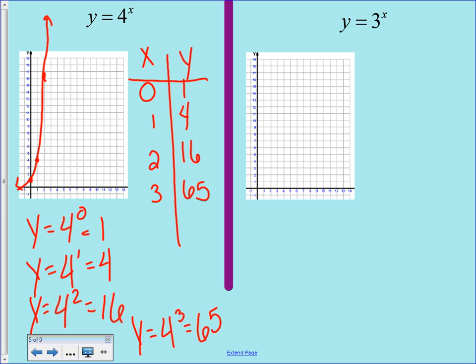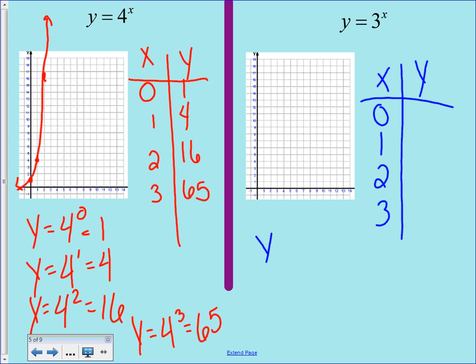You can also take a look at this chart right here. What I'm going to do is get you started, and then I want you to plot these points yourself and get the general shape. So we want to look when x is 0, 1, 2, and 3. When x is 0, you're going to plug that in, and you're going to get 3 to the 0, which is 1.